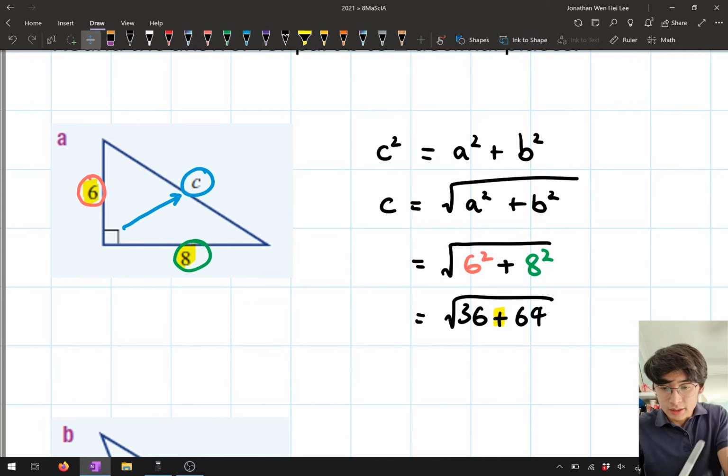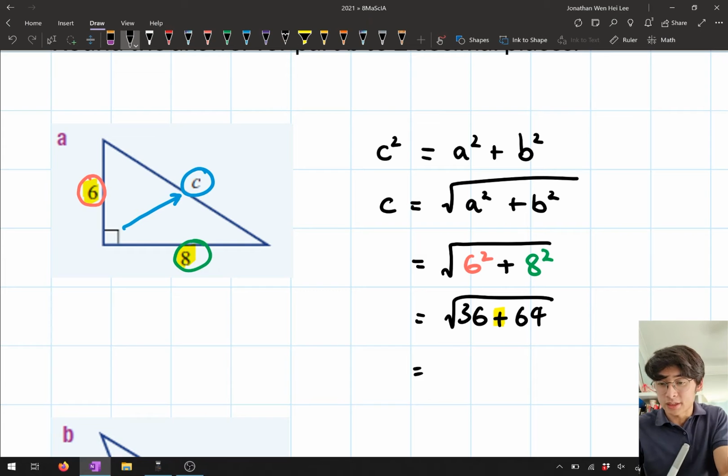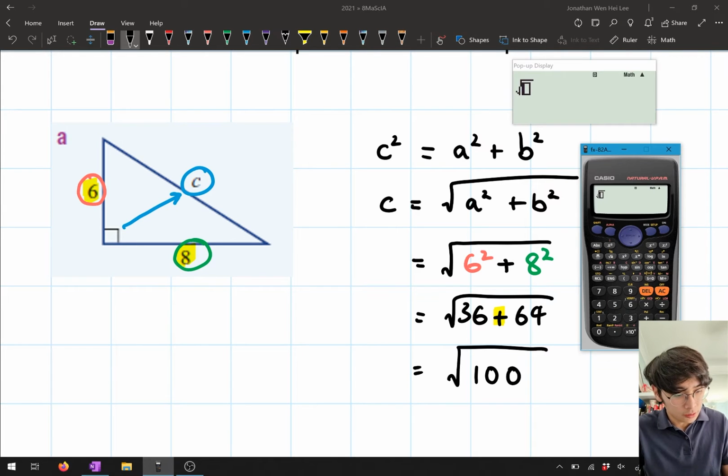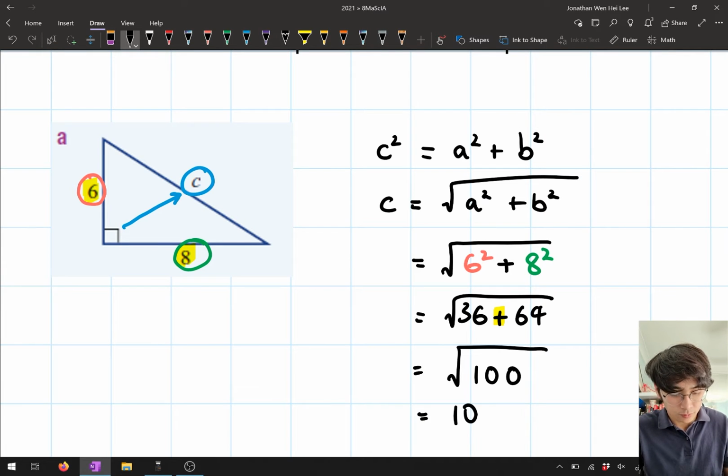So here, 36 plus 64 is actually going to give me 100. So here's the square root of 100, and the square root of 100 is going to give me 10. So C is going to equal 10.